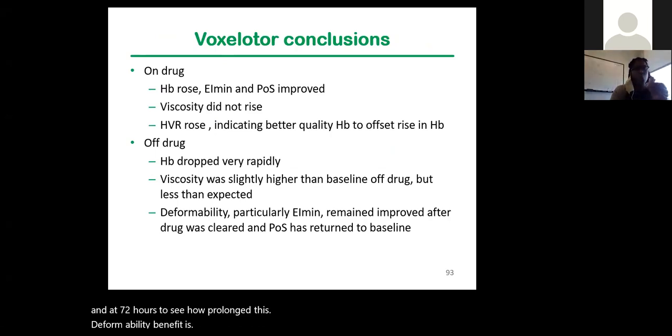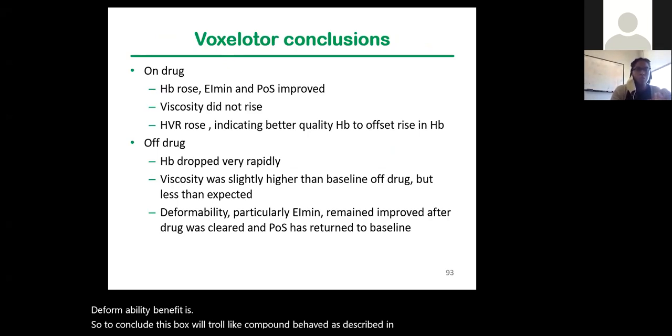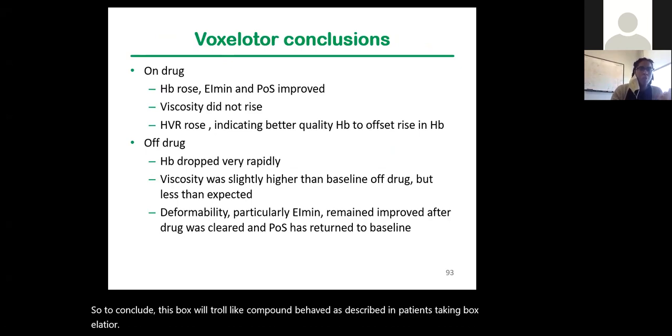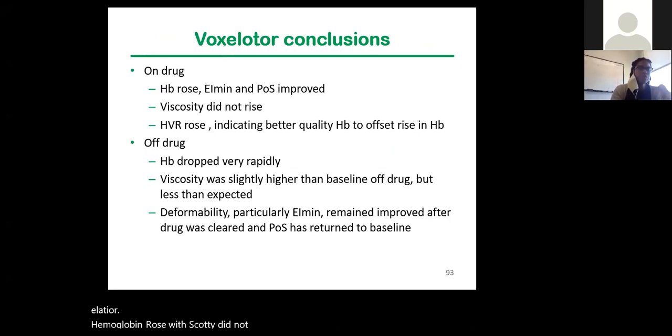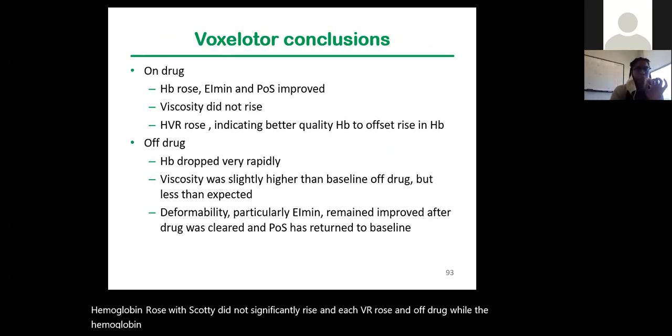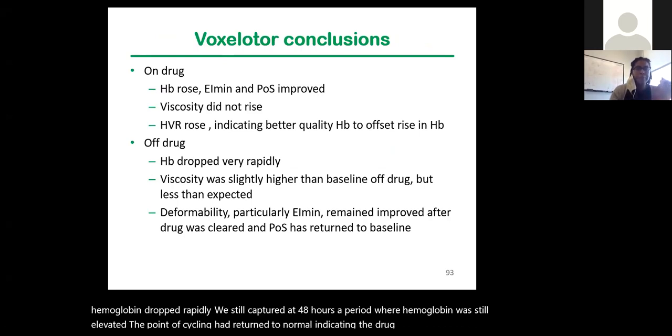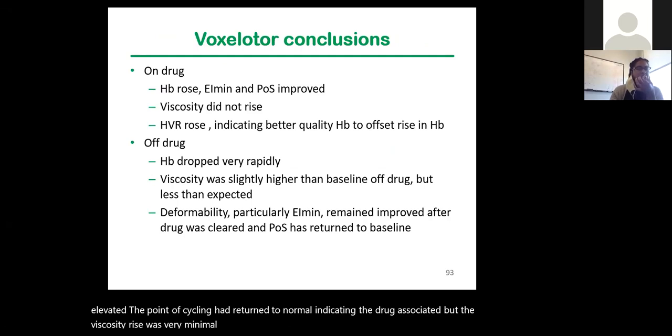So to conclude, this voxelotor-like compound behaved as described in patients taking voxelotor. Hemoglobin rose, viscosity did not significantly rise, and HBR rose. And off drug, while the hemoglobin dropped rapidly, we still captured at 48 hours a period where the hemoglobin was still elevated. The point of sickling had returned to normal, indicating the drug had dissociated. But the viscosity rise was very minimal, and the deformability appeared to still be better than at baseline.